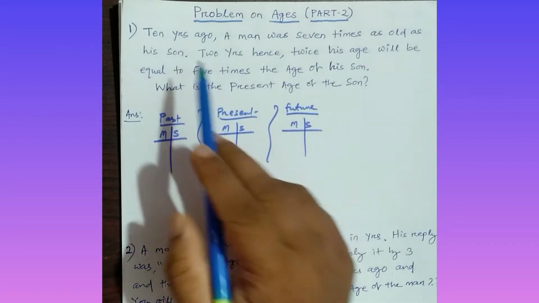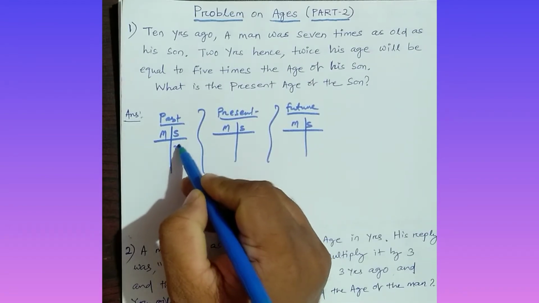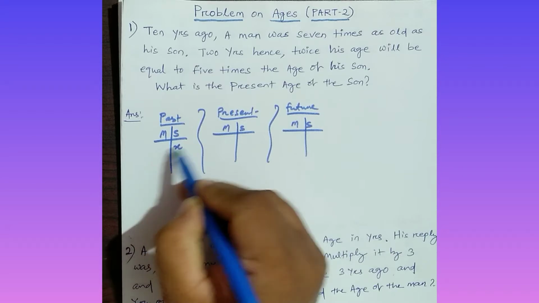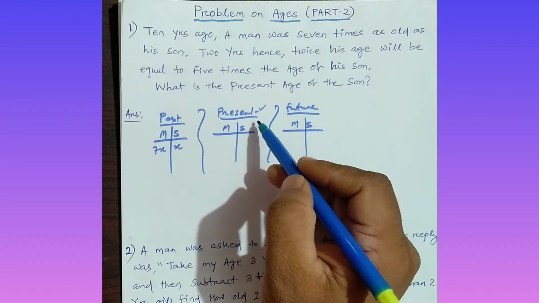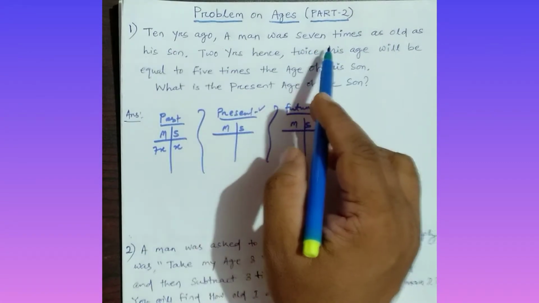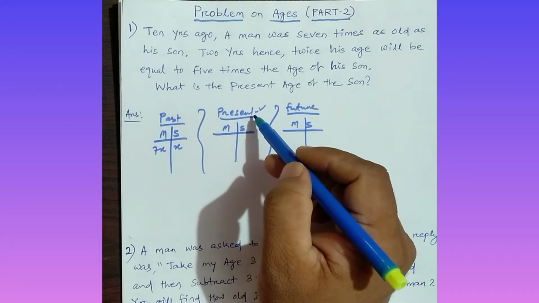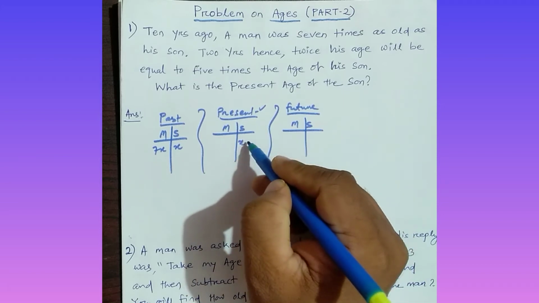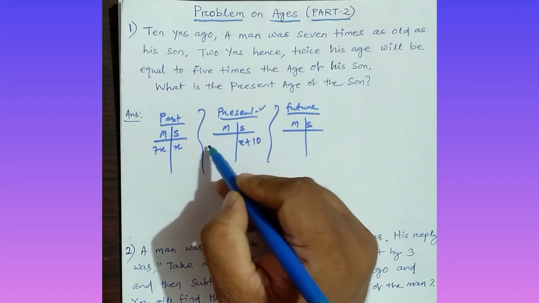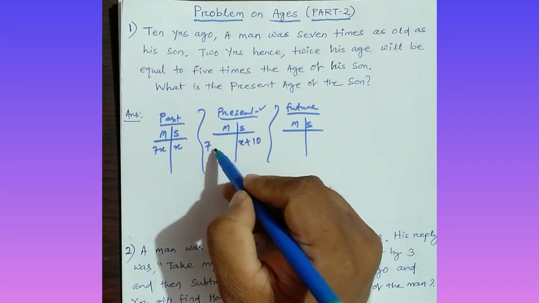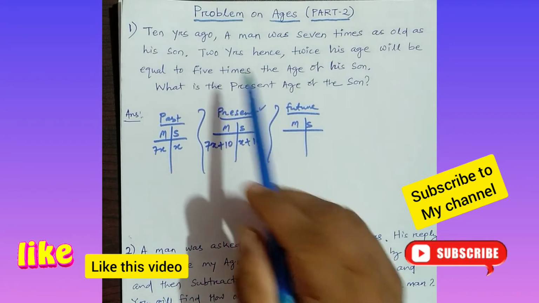Now see, 10 years ago a man was 7 times as old as his son. Let the son's age be x. Obviously the man's age will be 7 times, that is 7x. Now I am talking about the present. What is the present age of the son? It becomes x plus 10. And the man's present age? It becomes 7x plus 10. Yes, absolutely right.